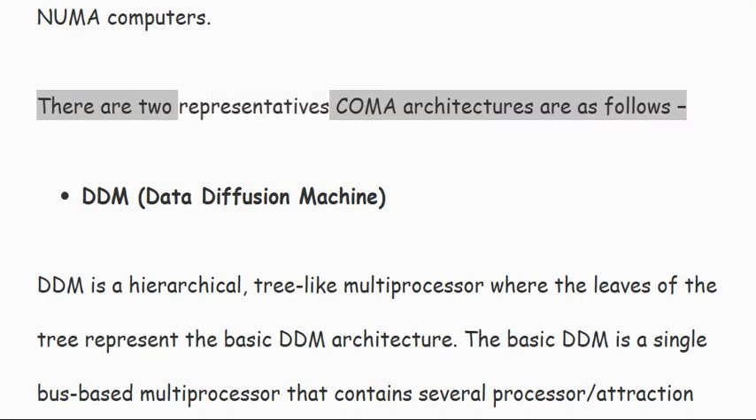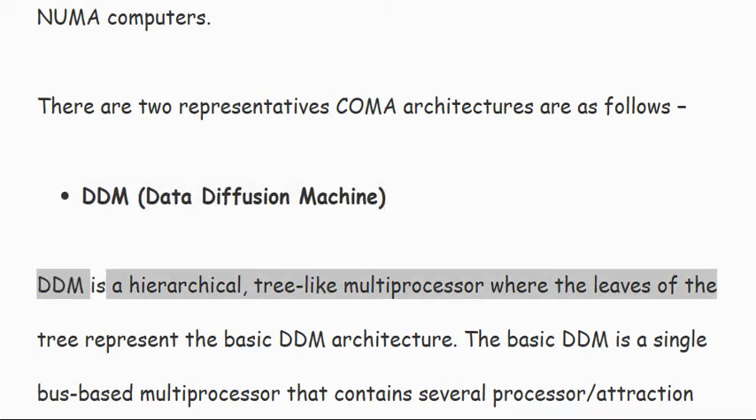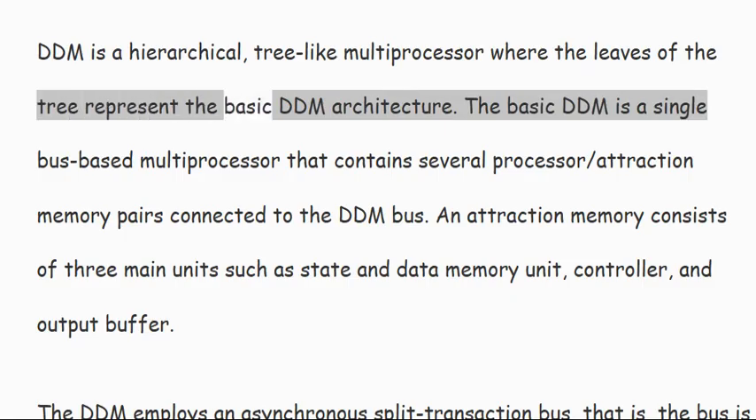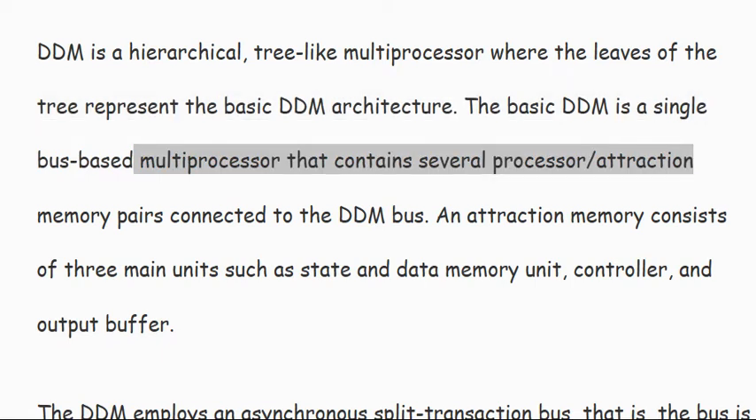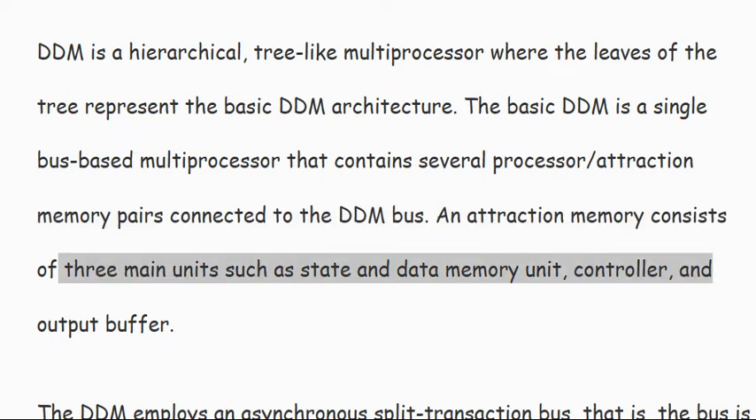There are two representative COMA architectures as follows. DDM, Data Diffusion Machine. DDM is a hierarchical, tree-like multiprocessor where the leaves of the tree represent the basic DDM architecture. The basic DDM is a single bus-based multiprocessor that contains several processor-attraction memory pairs connected to the DDM bus. An attraction memory consists of three main units: state and data memory unit, controller, and output buffer.